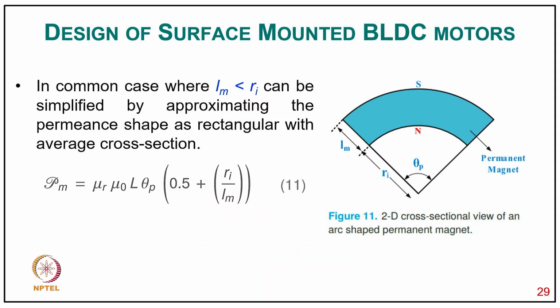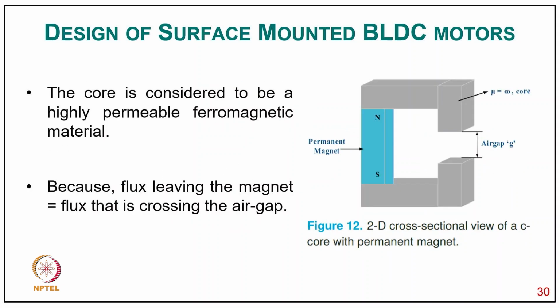So in the common case where L_m is much less than R_i, this can be simplified by approximating the permeance shape as rectangular with the average cross section. So rho_m equal to mu_0 mu_r into L into theta_p divided by in brackets (0.5 plus R_i upon L_m). The core is considered to be a highly permeable ferromagnetic material, as you can see in the figure. Because of this, the flux leaving the magnet equals the flux that crosses the air gap.